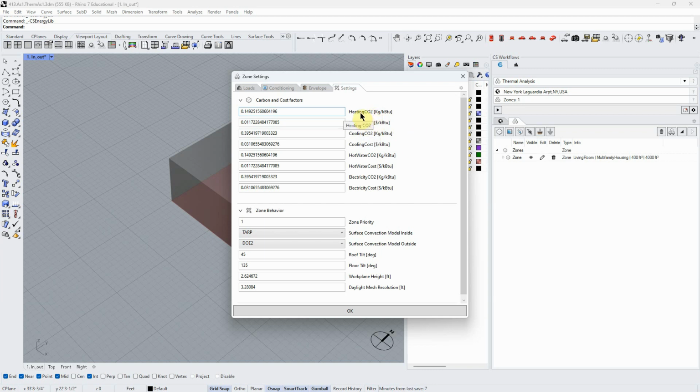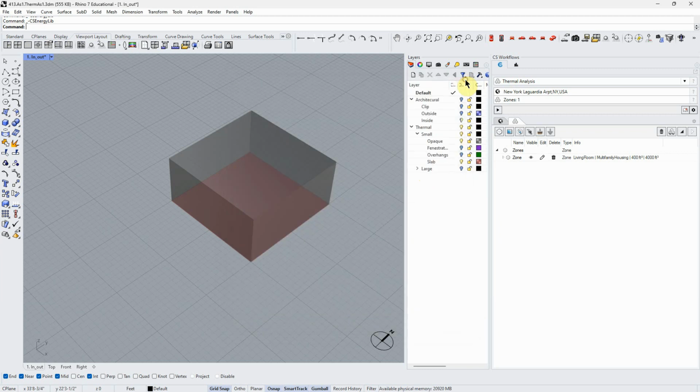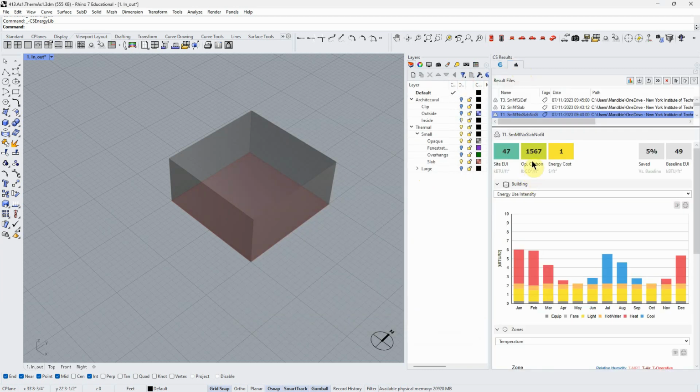But the point is that we have heating CO2 in BTUs per year. We have cooling CO2, hot water CO2, and electricity CO2, because these are going to be different systems creating those loads, or using that energy, and so they may have different sources. This is where we can determine the carbon emission footprint of the different mechanical systems that we're using. That's where this comes from, and it gets added up and brought here as a single number that we'll use.